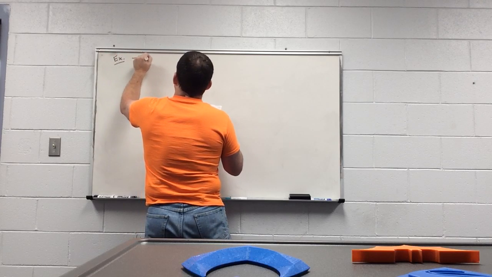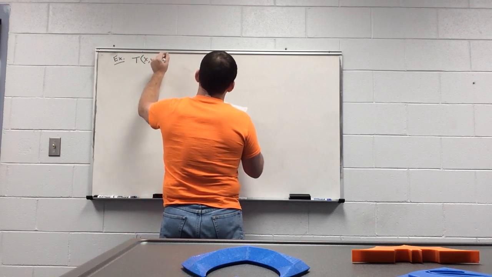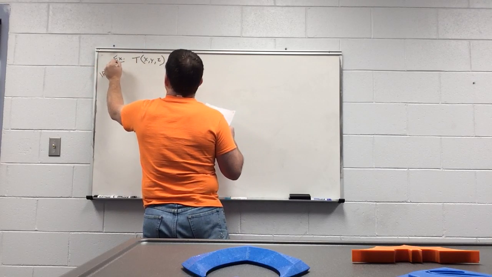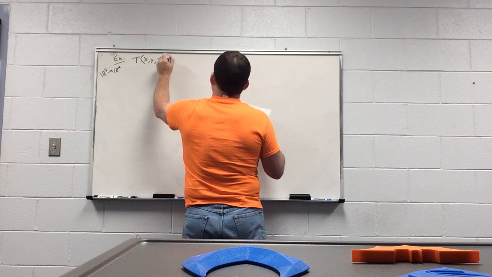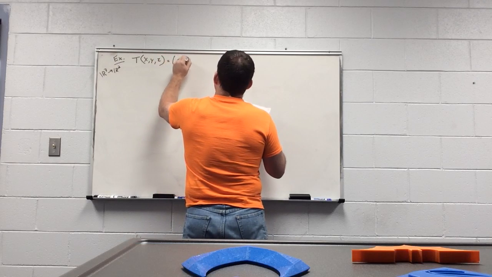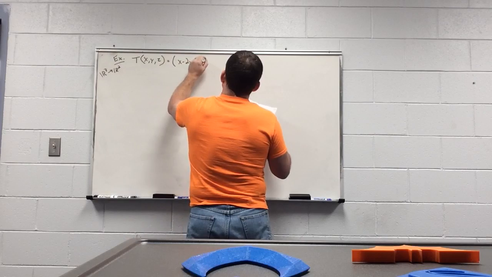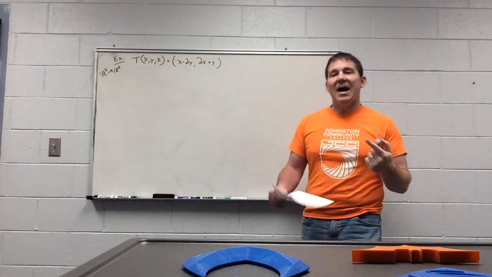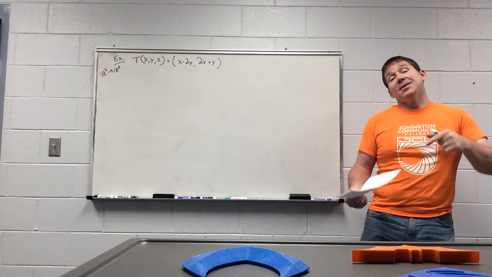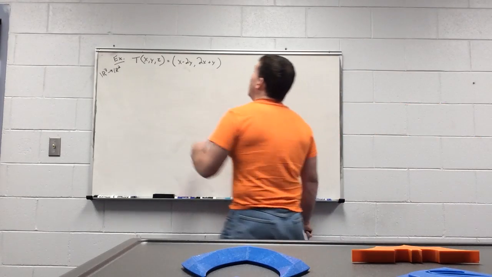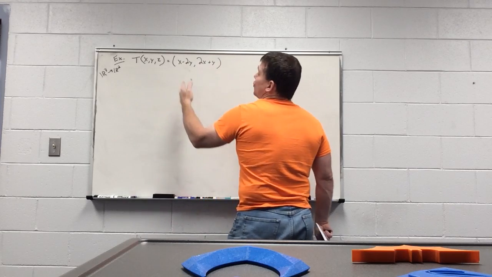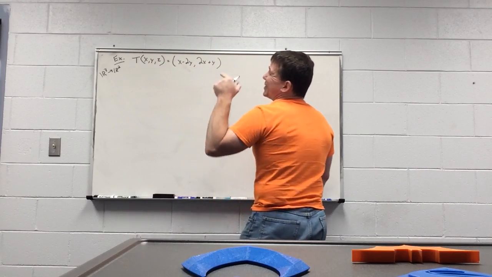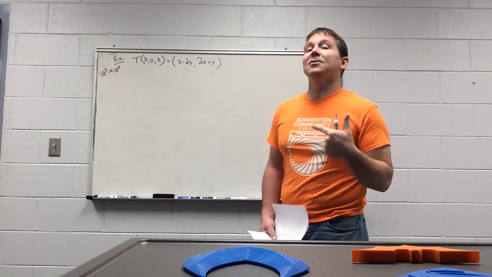Suppose I have T of x, y, z. We'll go from R3 to R2 this time, and it's equal to x minus 2y, 2x plus y. And I want to find the matrix A. There's two ways to go. One, again, is to write this term by term using the rows. The other way is to use the standard basis.